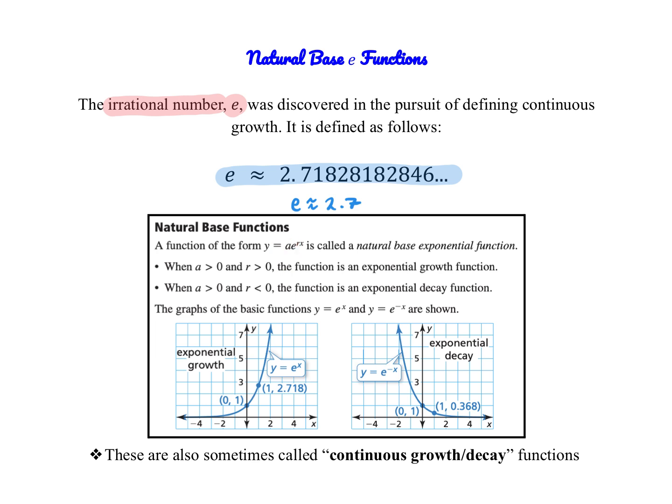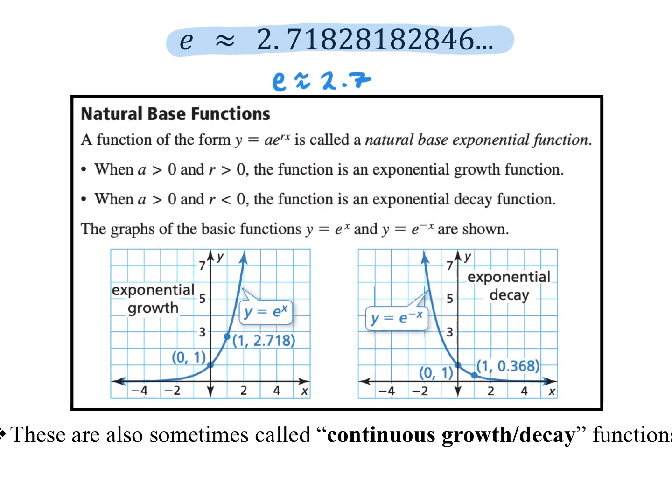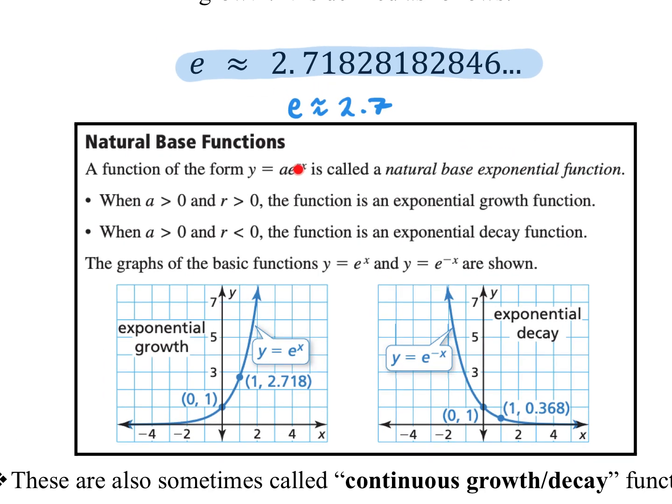So if you have a base e function, again, we call it a natural base function, it acts just like any other exponential growth or decay function, except in how you define whether it's growth or decay. Because the base is always going to be e. So what will change this time is what you see in the exponent. So you'll see that we have a times e to the rx.